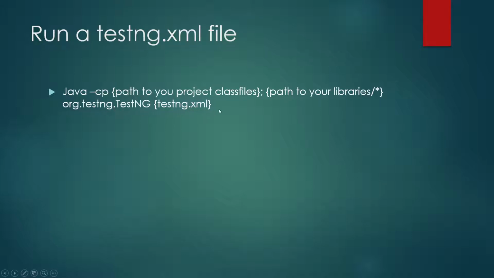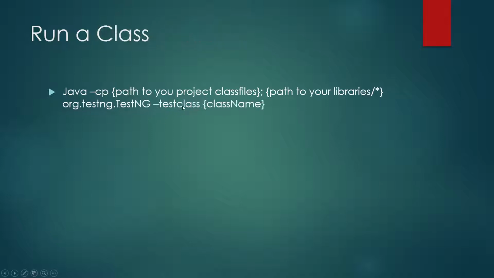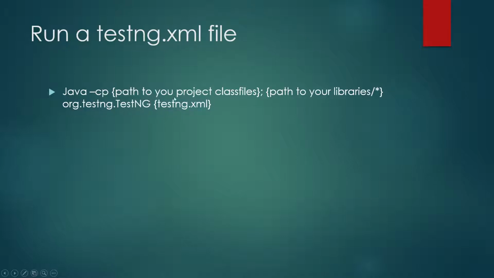Okay, so I hope it has made sense to you so far. So this is the class TestNG, and this is what we are passing as an argument. So my suite XML file is the argument that I'm passing to the class.